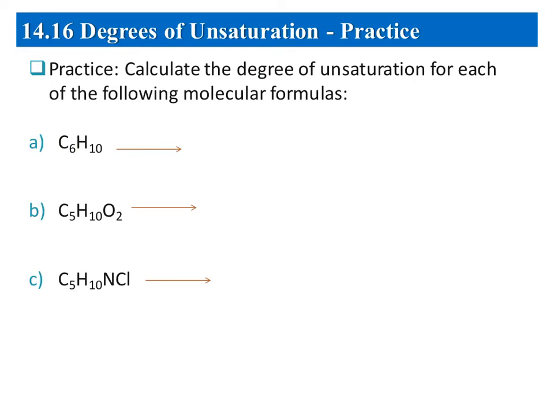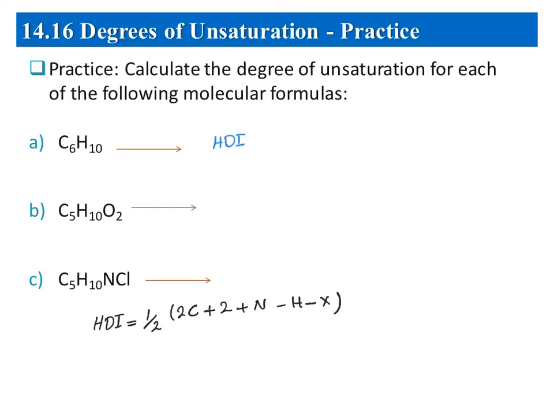So a few practice problems here. Let's calculate HDI for these molecules. Let me draw the formula one more time. HDI equals 1/2 of 2 times the number of carbons plus 2 plus the number of nitrogens, minus hydrogens and minus halogens. Okay, so let's calculate HDI for each formula.